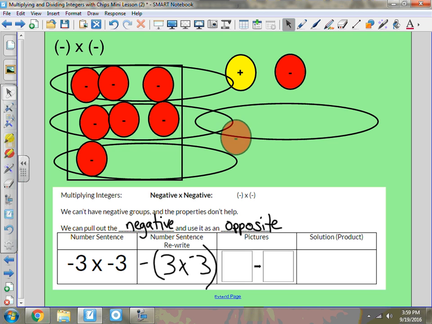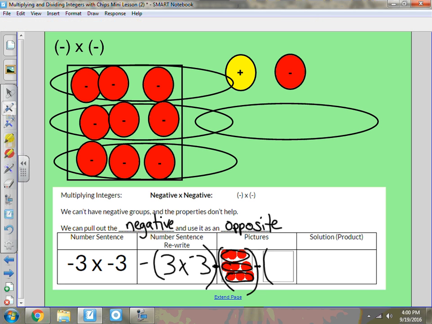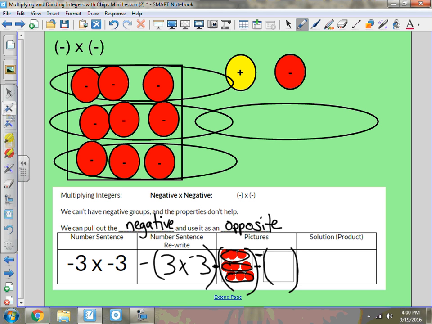Now to show this in our drawing, I'm actually going to take my pencil, and I'm going to draw giant parentheses around that whole box. And I'm going to put a little opposite sign out front. I know my writing's running into each other, but I've got that opposite pulled out outside of the problem. Now I'm going to draw my 3 groups. And in each group, I've got 3 negative chips, so 3 red chips. And now I'm going to put it all together. Again, I'm going to draw those giant parentheses with the opposite sign on the outside. I'm going to come back to that.